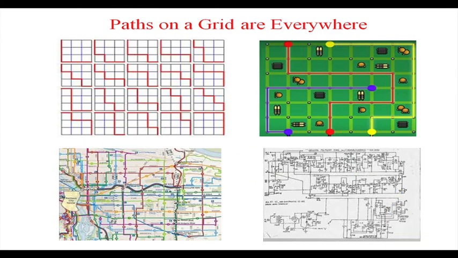Paths on grids are everywhere, as you can see from this slide. It could be from the puzzles where you are counting the number of ways that you can get from the northwest corner to the southeast corner. It might be games such as you have on the right. It might be a network of subways or buses that is pretty much close to a grid. Or it could be from electrical circuits, as we see in the lower right-hand corner.